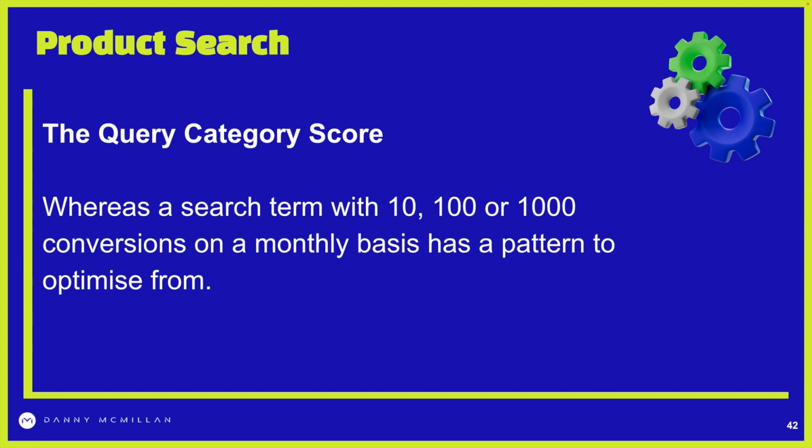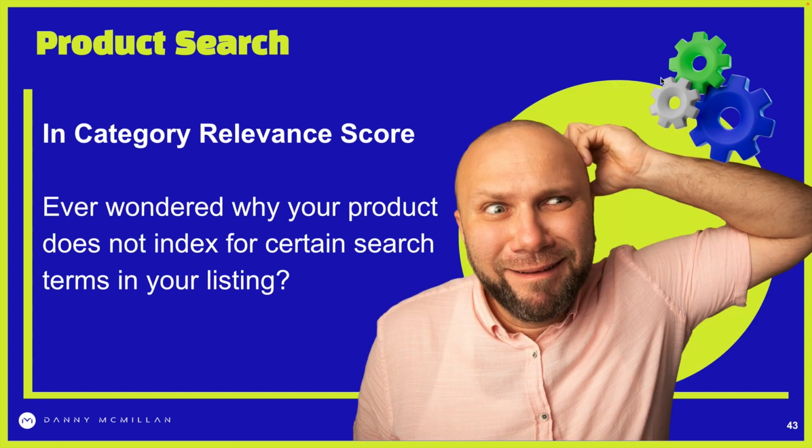Whereas a search term with 10, 100 or 1,000 conversions on a monthly basis has a pattern for it to optimize from. So next up is the in-category relevance score.